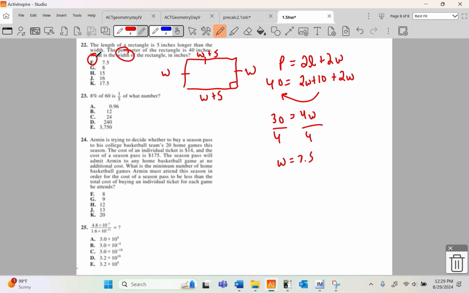8% of 60 is 1/5 of what number? Now, to take 8% of something, what you do is you multiply it by 0.08. So we're going to do 0.08 times 60, and that's going to give you 4.8. And they're asking us 1/5 of what? So this is a fifth of something. To find the original, we multiply by 5. 5 times 4 is 20. 5 times 0.8 is 4. Put it together, you get 24.